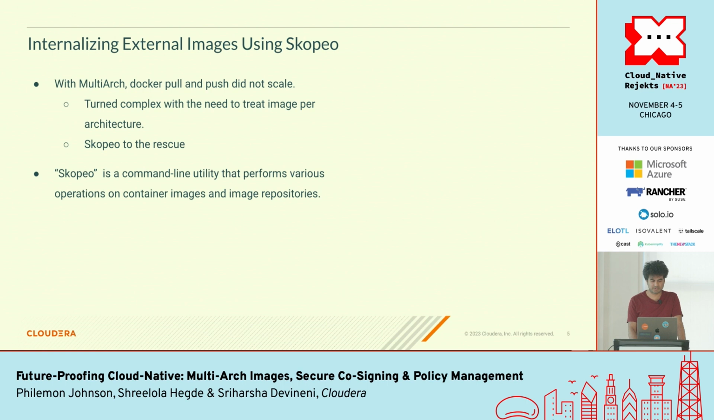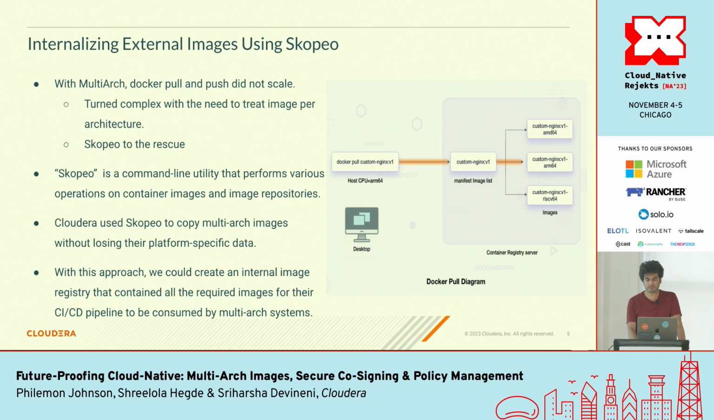So using Skopeo, we were able to copy all these multi-arch images from the external sources without losing any platform-specific data. This is a quick way of demonstrating: we just do a single pull command, same tag. We don't mention anything specific to architecture. But when the pull happens, it considers the host CPU architecture, and based on that, it resolves automatically to the right image layer. So that's the external images.